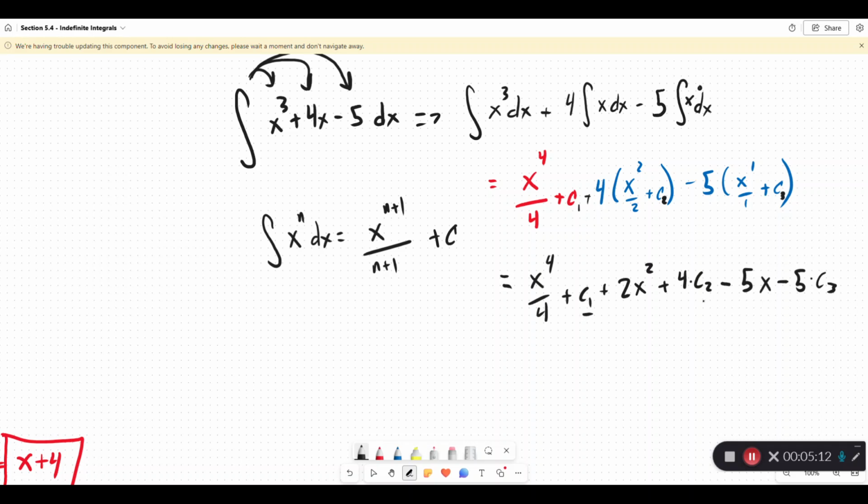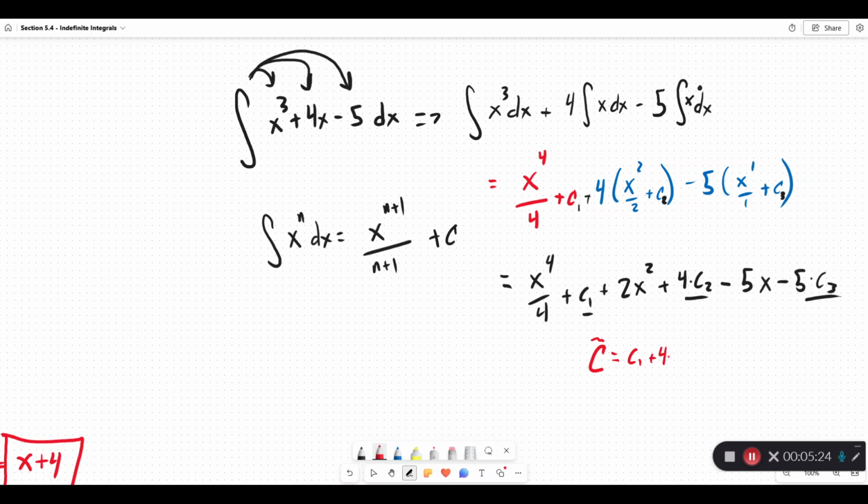And so we actually have 1, 2, 3 different constants. But we can actually group them together. I'm going to call c, maybe with a squiggle, is equal to c1 plus 4 times c2 minus 5 times c3.